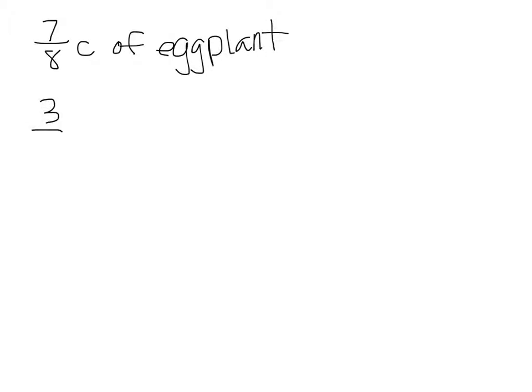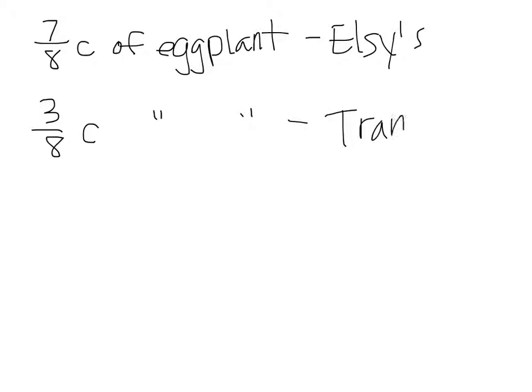So example 2, Milana. Elsie's recipe for grilled eggplant uses 7/8 cup of diced eggplant. Tran's recipe calls for 3/8 cup. How much more eggplant does Elsie's recipe need than Tran's recipe? Okay, so we have 7/8 cup of eggplant from Elsie's recipe. And then we have 3/8 from Tran's recipe. And the question was asking us how much more.